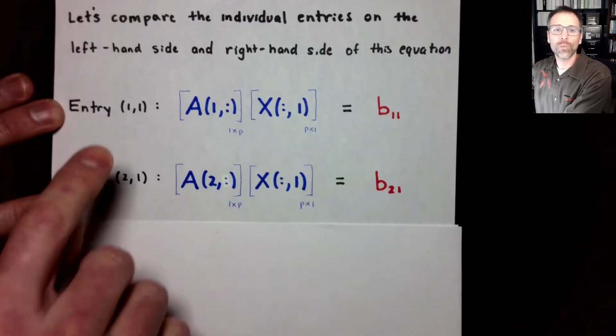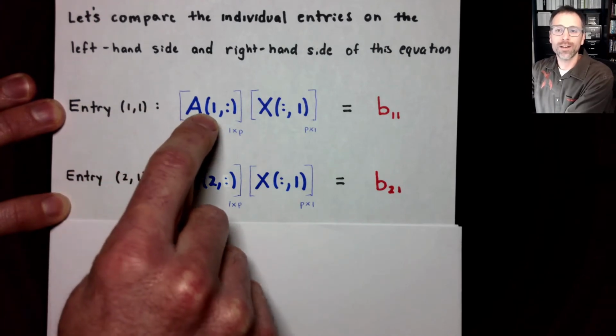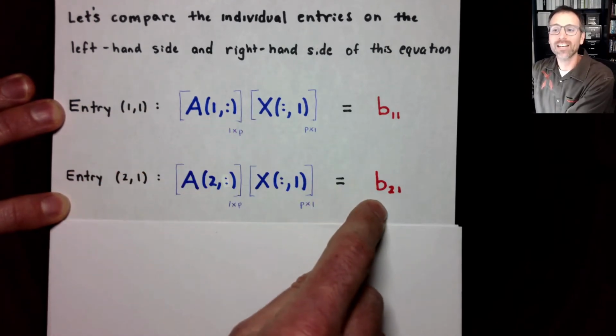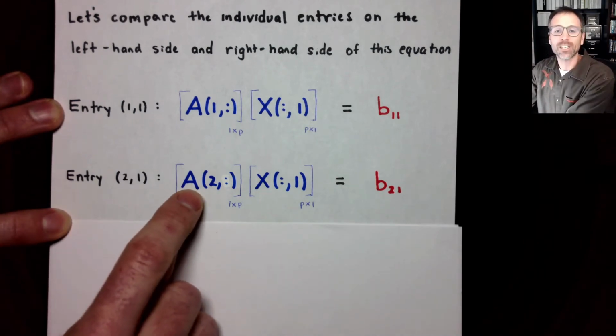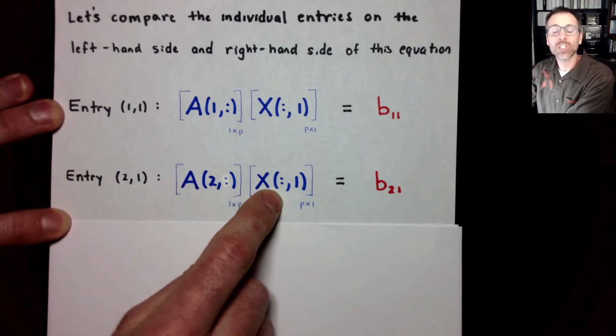So here we go. When we did entry 1,1, we said row 1 of A, column 1 of X. Let's get entry 2,1. So let's get the entry right below that diagonal element. That's going to be row 2 of A times column 1 of X.